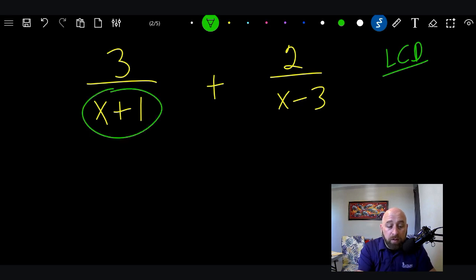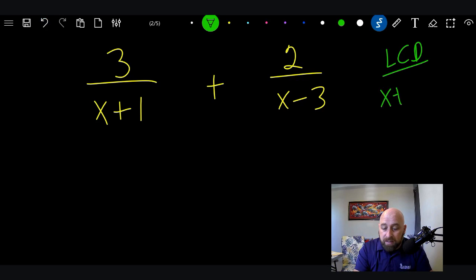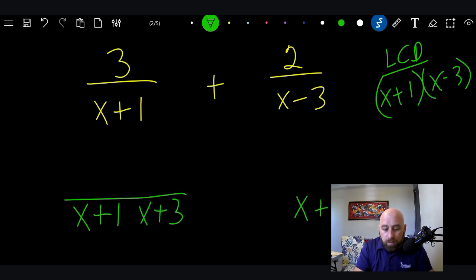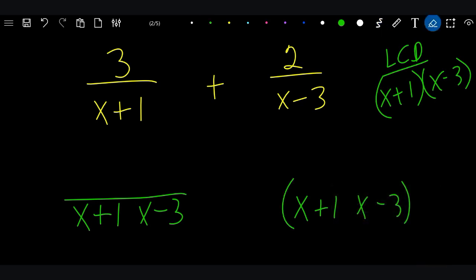And on this one, we don't have anything common, so we're just going to say the LCD is x plus 1, x minus 3. We're just going to take both of them. Why? Because nothing is common there. So we're going to make new fractions, x plus 1, x plus 3, and x plus 1, x minus 3.